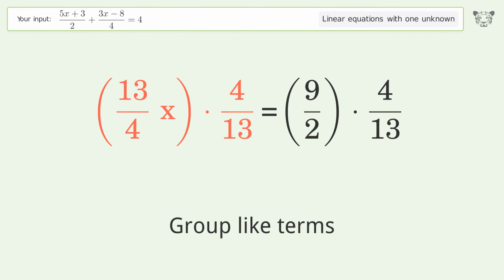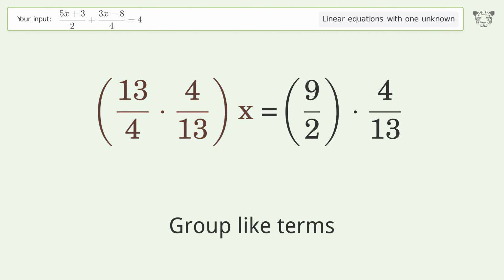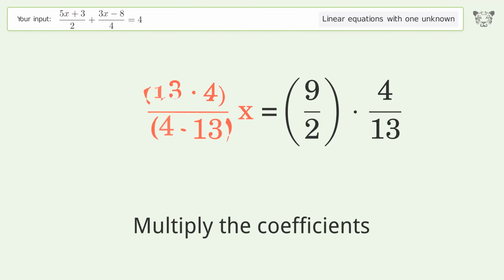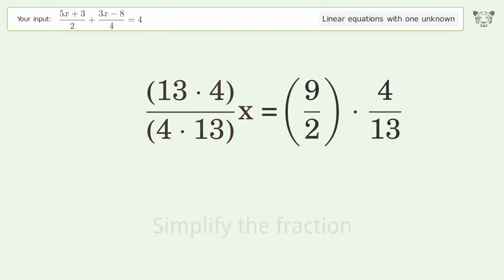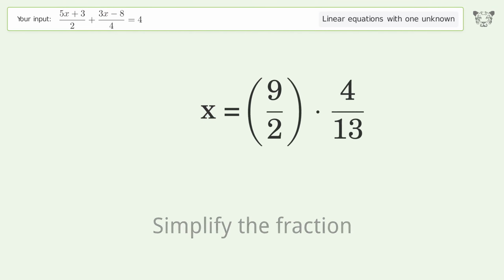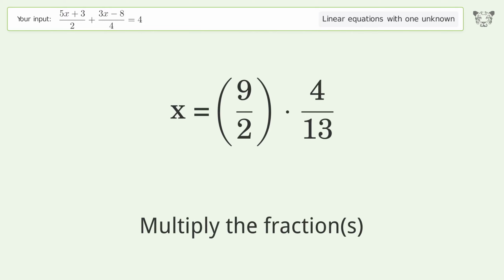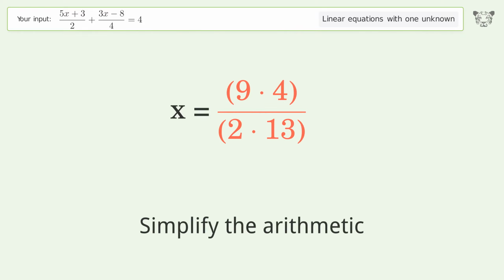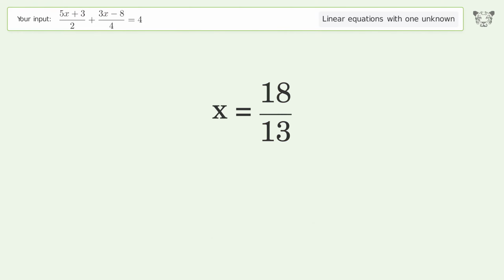Group like terms. Multiply the coefficients. Simplify the fraction. Multiply the fractions. Simplify the arithmetic. And so the final result is x equals 18/13.